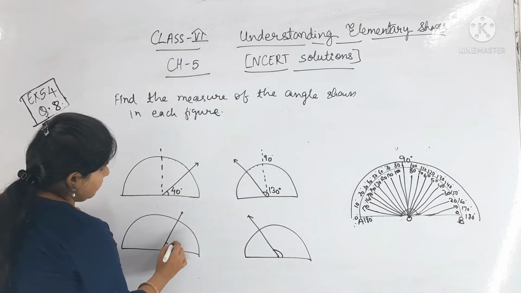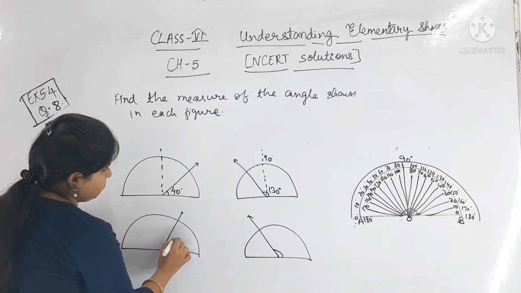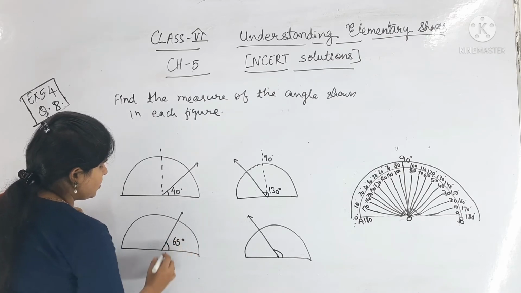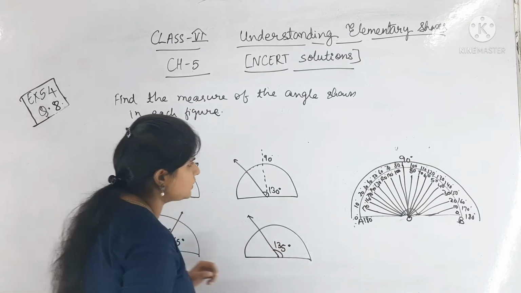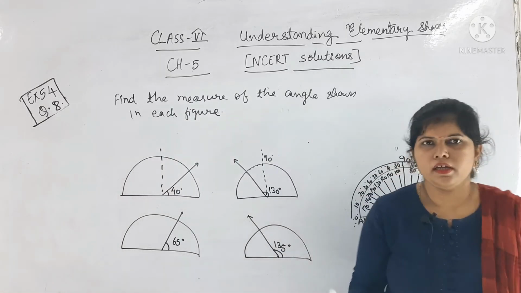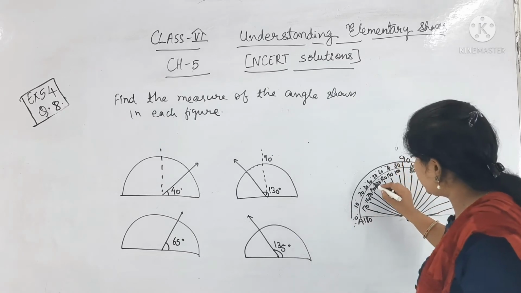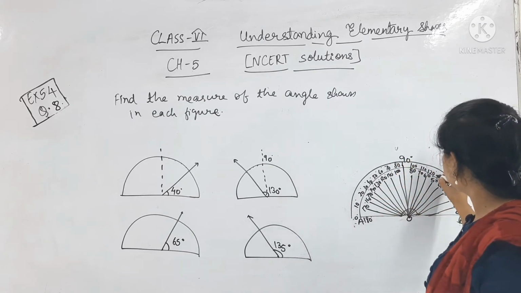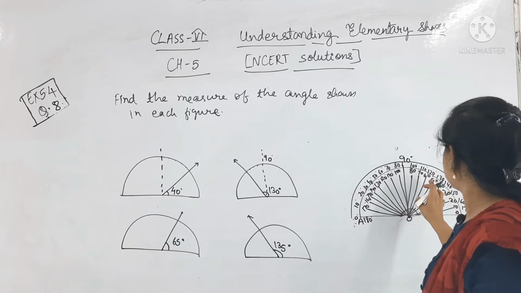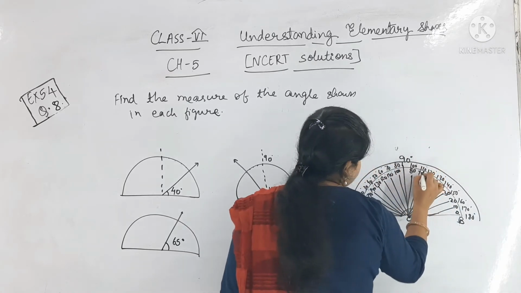Here it is 65 degree and here it is 135 degree. So you can see that in this D, between 130 and 140 this is 135. Okay, and between 60 and 70 this is 65.